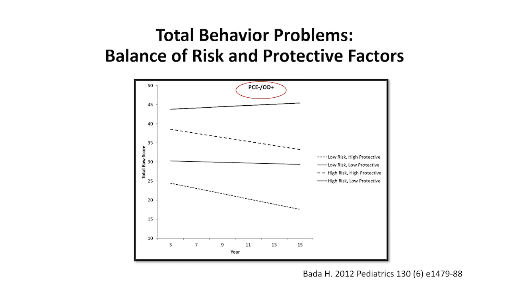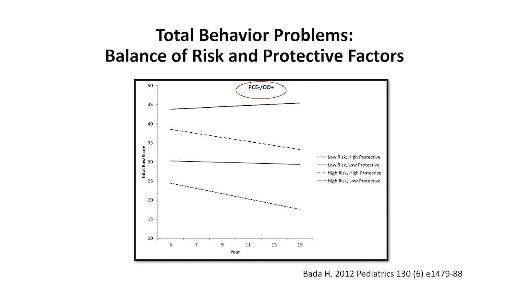And then if they have low risk to begin with, but low protective factors, you have also a flat line. There's no change. But even if they have low risk but high protective factors, look at the line going down. That means their problem scores decrease over time, so the behaviors improve over time.